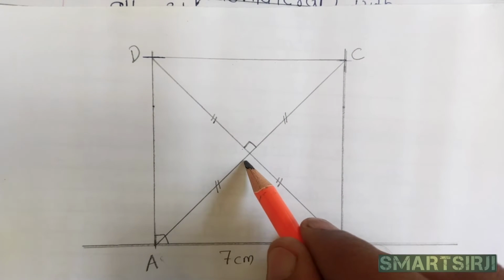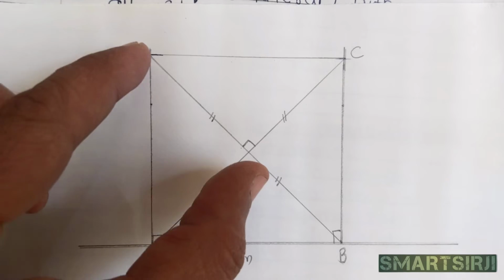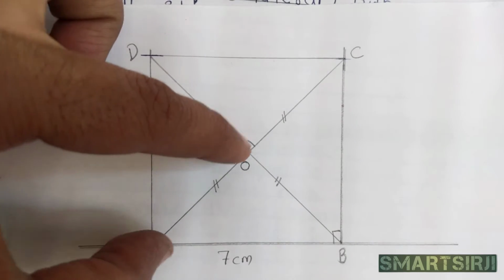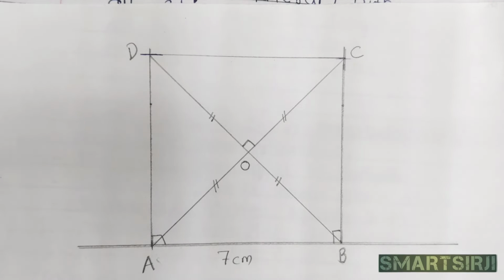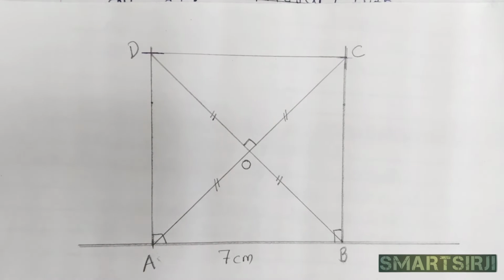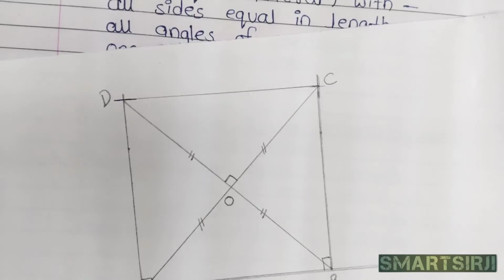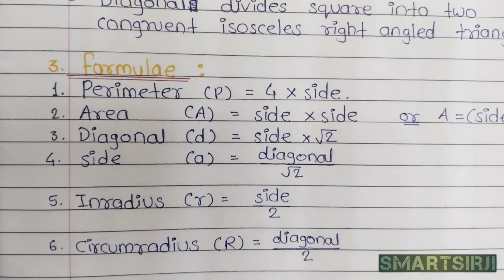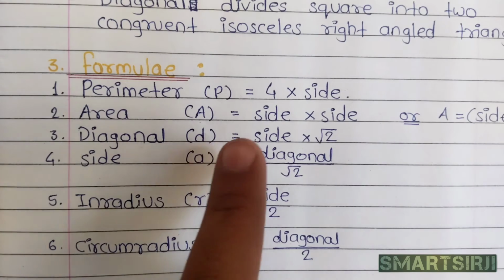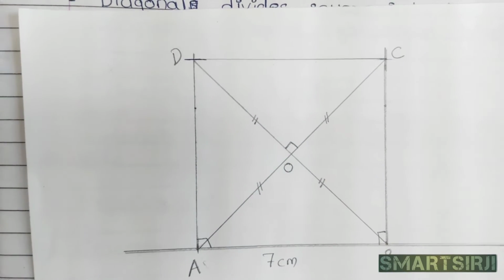Suppose I give that point the name O. So OD equals OB equals OA equals OC. These all four segments are of equal length. Okay, so by this method you can draw a square and you can draw diagonals also. So a square is a very simple form. Then there are some formulas regarding the properties of a square. First is perimeter. Perimeter is equal to 4 times the side. So what is meant by perimeter?